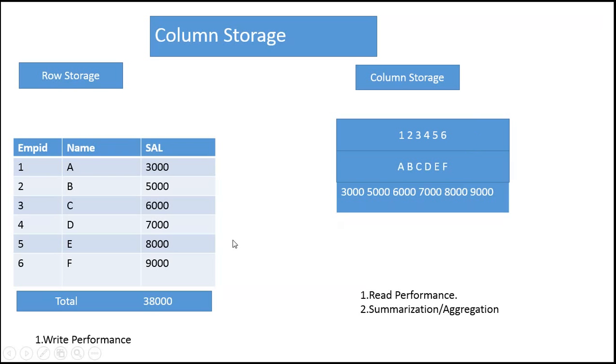So that is the reason row storage improves the write performance, and column storage improves the read performance. If you want to read, only the required columns or required rows are read. Summarizations and aggregations are very easy in column storage. But HANA supports both row storage and column storage, but by default it is column storage. Remember it.